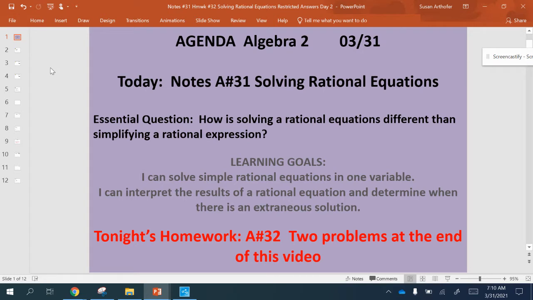Today we're going to actually solve rational equations. Yesterday we just went ahead and found the restrictions. The essential question at the top of your paper is, how is solving a rational equation different than simplifying a rational expression?